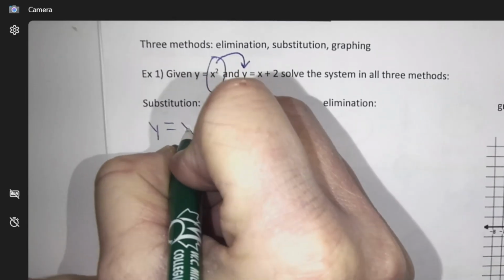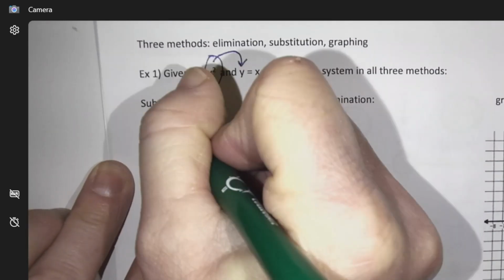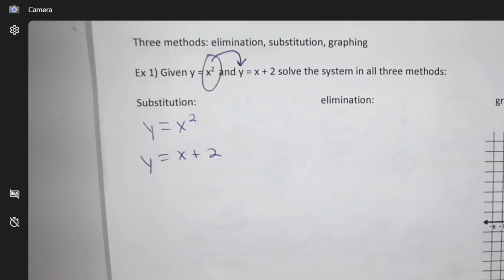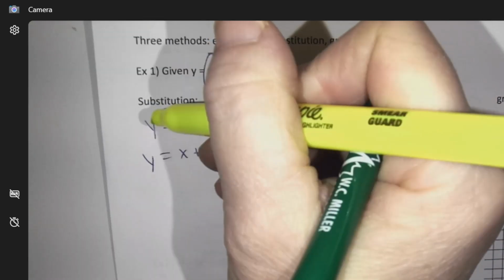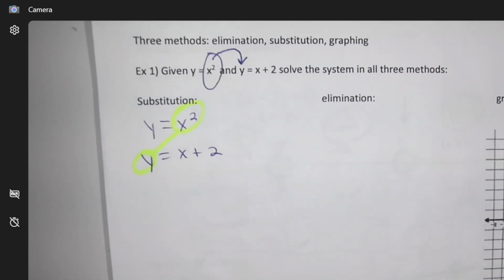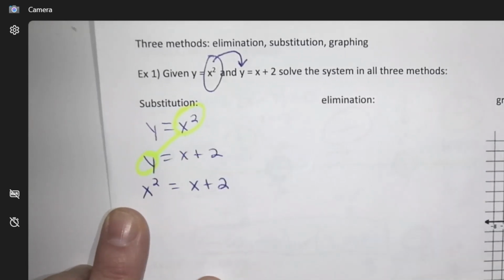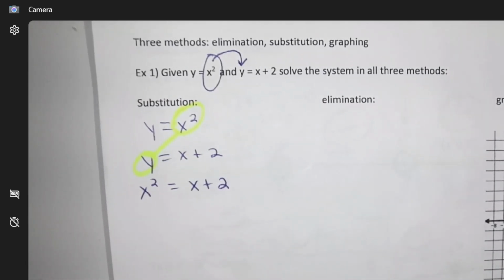So if y equals x squared, okay, what I'm doing is I'm going to take, well, y is equal to x squared, so I'm going to replace that. That's a substitution. Okay, in order to pass grade 11, you got to know what to do with this.